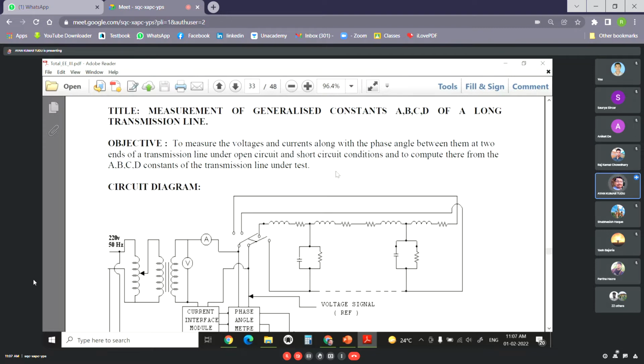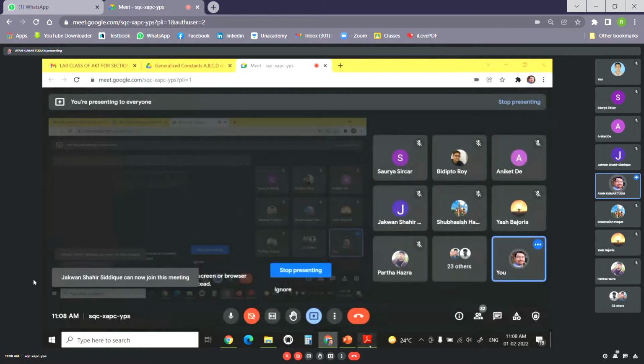So if you recollect, what we are doing is using the open circuit test and the short circuit test to find the ABCD constants of a long transmission line.